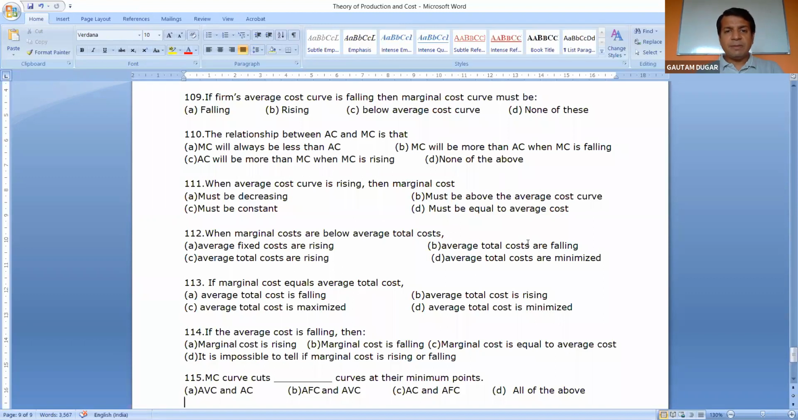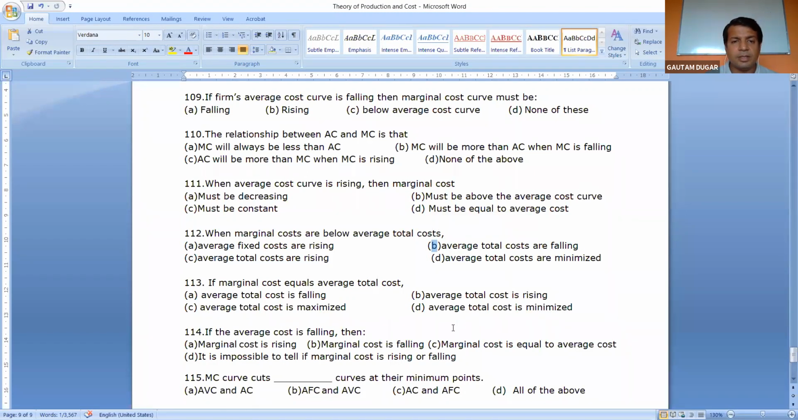And then 112. When marginal costs are below the average total costs, when marginal cost is less than the average total cost, the average total cost is falling. 112 with options. When MC is below AC, then AC is falling. The answer is B. 112 is B.